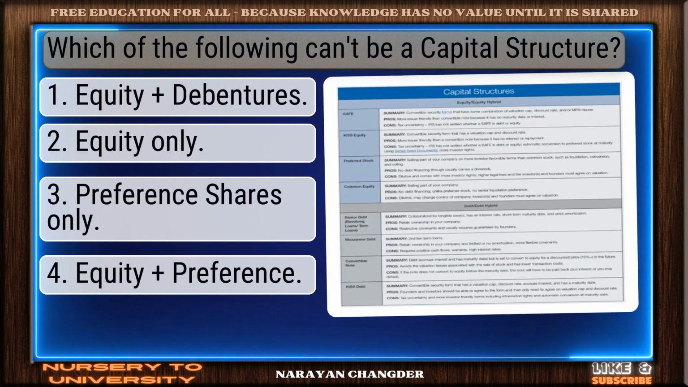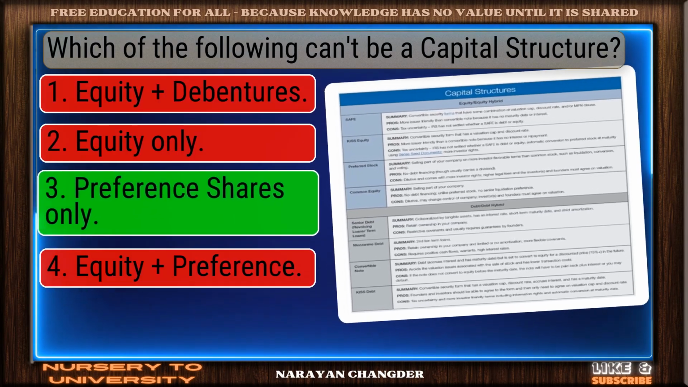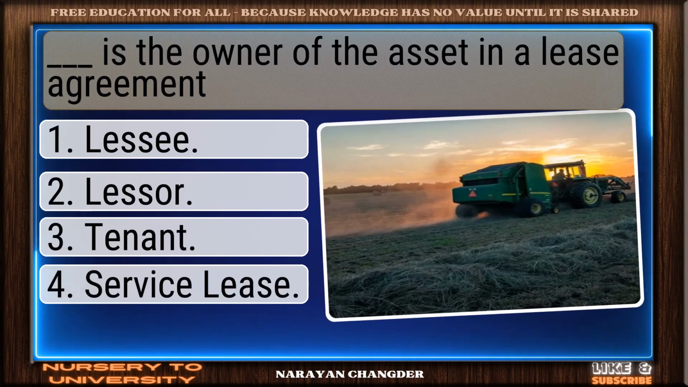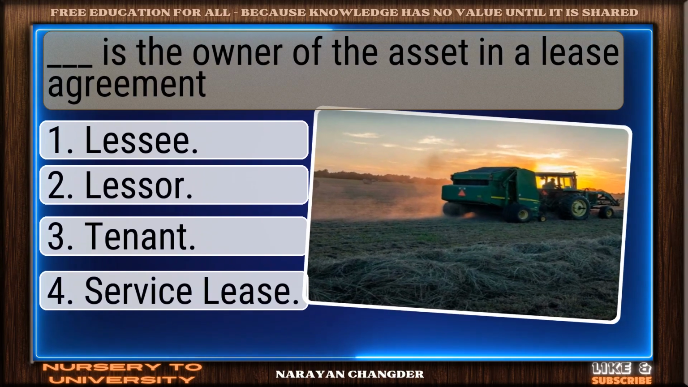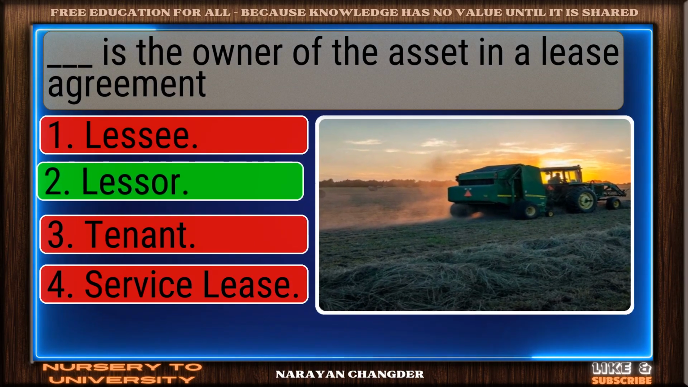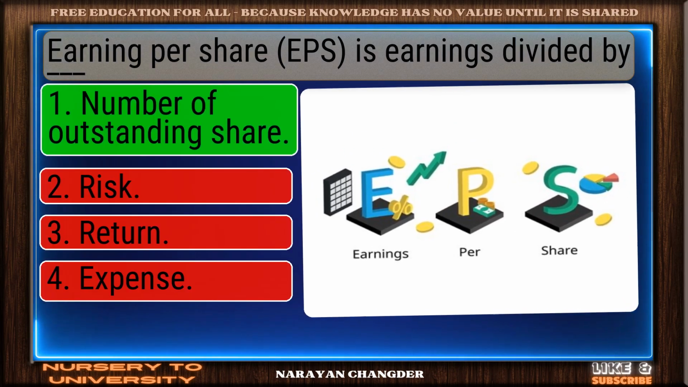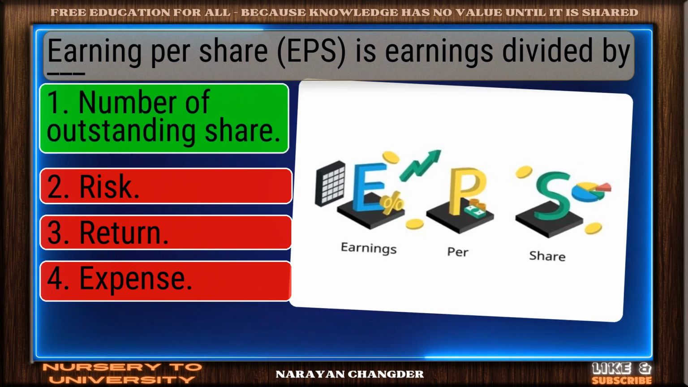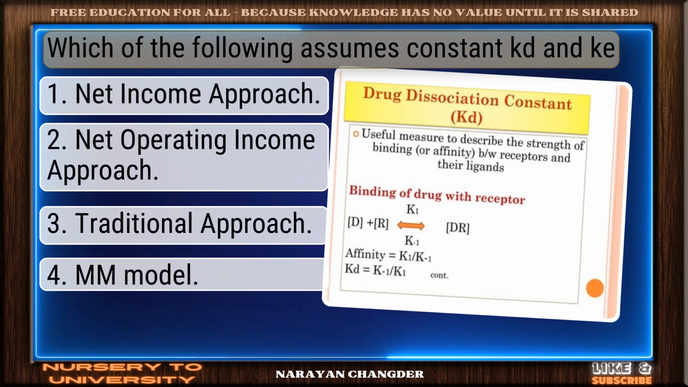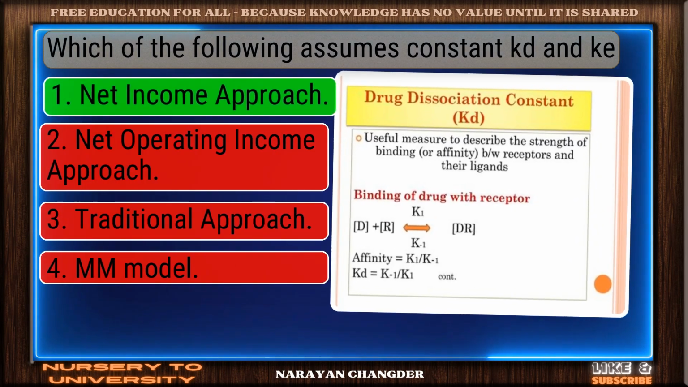Which of the following can't be a capital structure? Excellent choice. Preference shares only is the right answer. Dash is the owner of the asset in a lease agreement. Valid point. Lessor is true. Earning per share is earnings divided by dash. Great thinking. Number of outstanding shares is the right choice. Which of the following assumes constant KD and KE? Bravo. Net income approach is the answer.